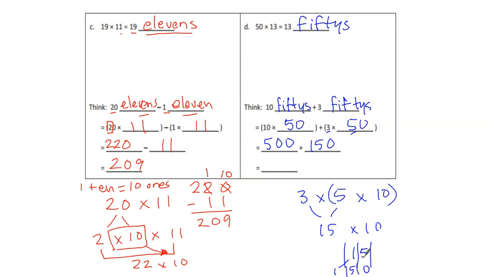All right, so let's go ahead and add that up. 0 plus 0 ones is 0 ones. 5 tens plus 0 tens is 5 tens, and 100 plus 500 is 600. In case you need to see that in a standard algorithm, I'll show that here, right in the middle. We have 500 plus 150, which is 650.